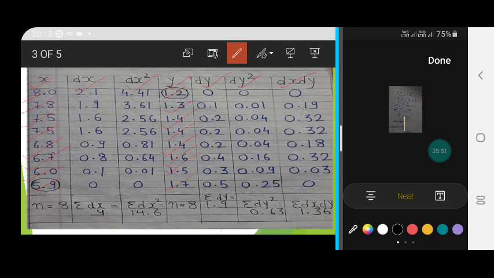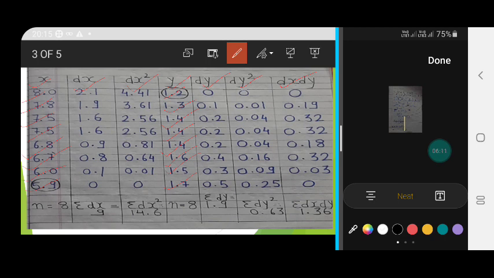So here in the x series, what is the smallest number? Here you can see that 5.9 is the smallest number and I have encircled it. Now what we are going to do is simply put this assumed mean in the formula and calculate the values of dx.